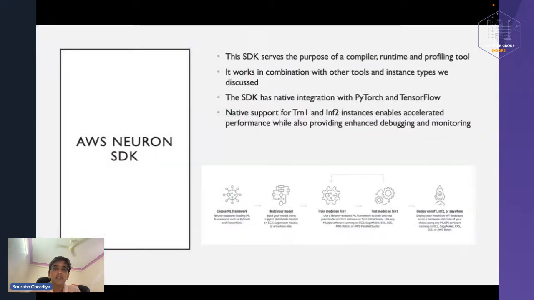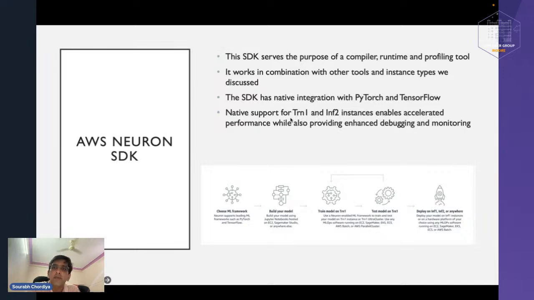The next is AWS Neuron SDK. This is basically a compiler, runtime, and profiling tool, as the definition says. In simple words, it's a set of software development kits, a framework available via AWS, just like other SDKs from AWS, but dedicated for machine learning, especially Gen AI, on these newer machine types we were seeing in Inferentia and Trainium servers. It has native integration with popular technologies like PyTorch and TensorFlow. It just works in combination with everything that we discussed so far.